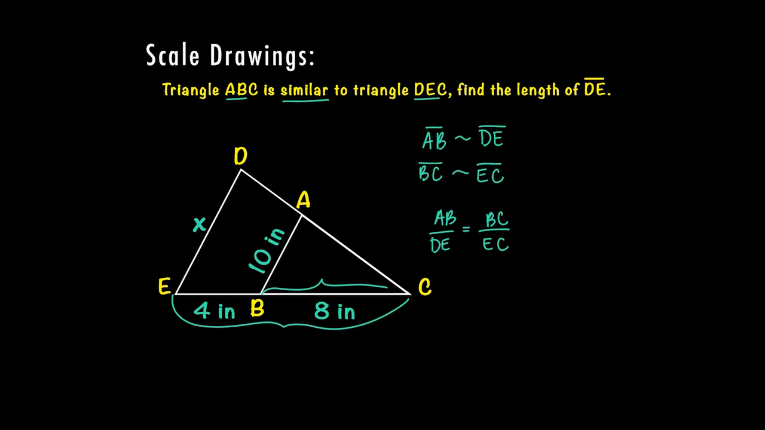So AB is 10 over DE, which is X, that's the value I'm looking for. BC is 8, and then EC, I have to be careful. EC is this entire length combined, so EC is 12. This time, I can't divide 10 and 8 or 8 and 12 evenly, so I'm going to go with my cross products on this one. 8 times X is 8X, and that equals 10 times 12, which is 120. My last step is to divide both sides by 8.